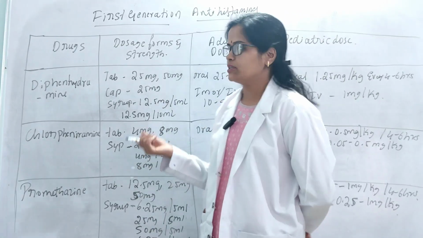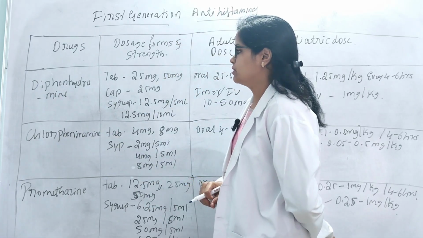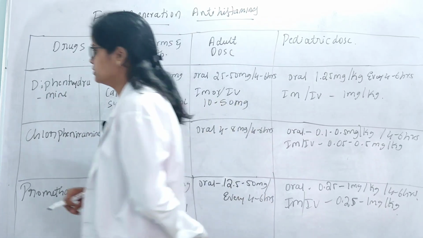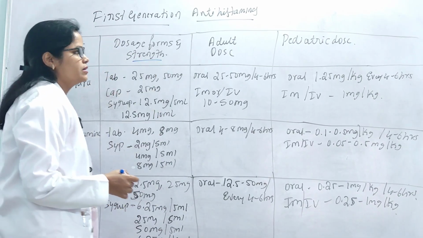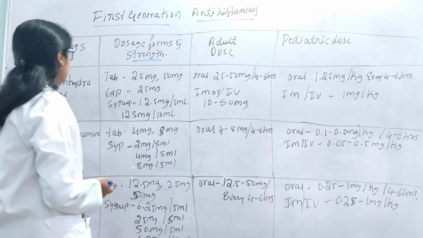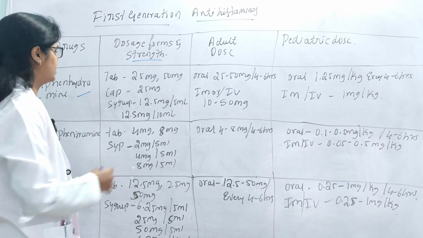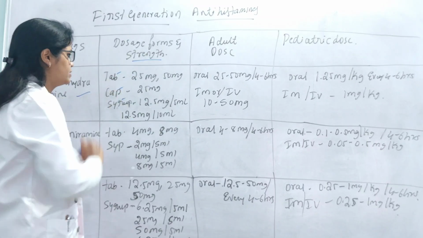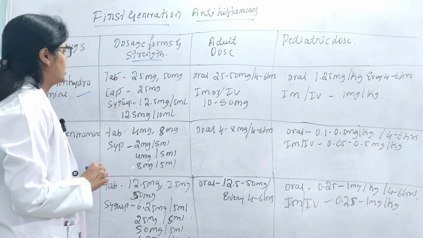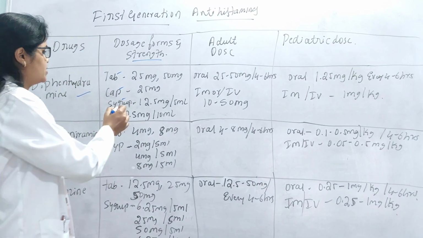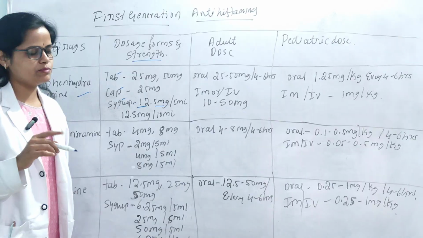Okay, examples of first generation antihistamines are diphenhydramine, chlorpheniramine and promethazine. Here we'll see the drugs and dosage forms and strength, adult dose and pediatric dose. Here the drug is diphenhydramine. Diphenhydramine is available in the form of tablet, capsule and syrup. The tablet form includes 25 mg and 50 mg, the capsule form is available as 25 mg, and the syrup as 12.5 mg per 5 ml or 12.5 mg per 10 ml.